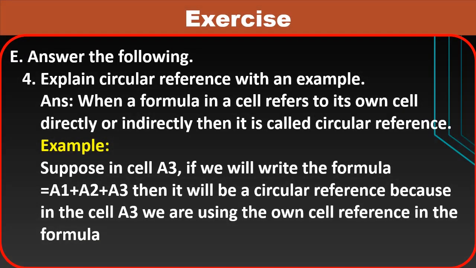Next, answer of question number 4, explain circular reference with an example. First you will write the definition. When a formula in a cell refers to its own cell directly or indirectly, then it is called circular reference. Now look at the example here. Suppose in cell A3, if we write the formula equal A1 plus A2 plus A3, then it will be a circular reference, because in the cell A3 we are using its own cell reference in the formula.